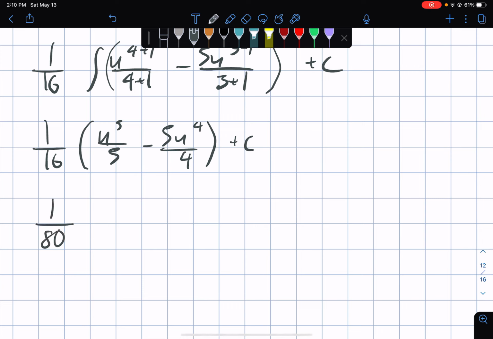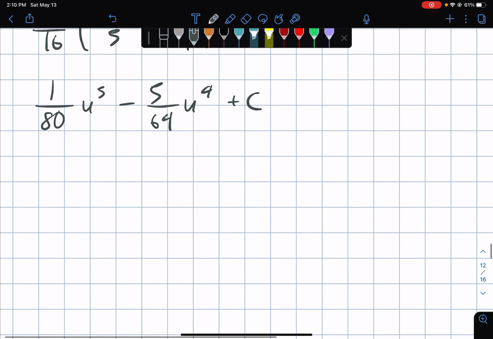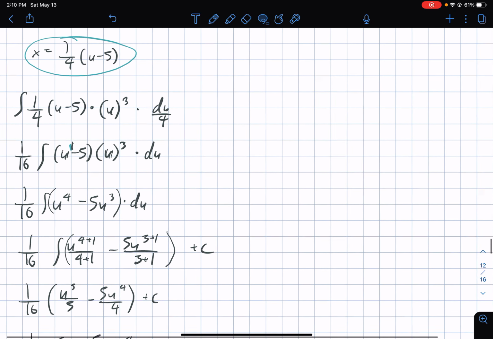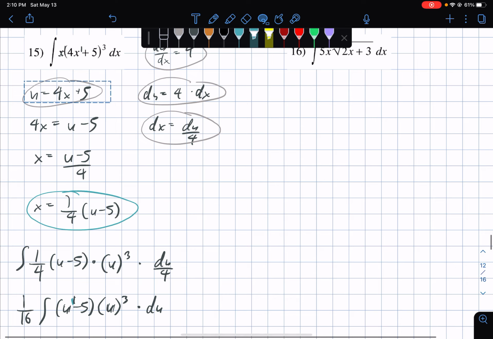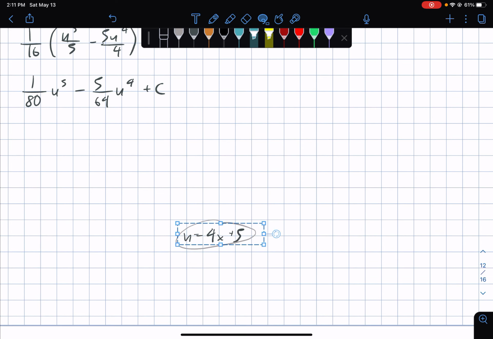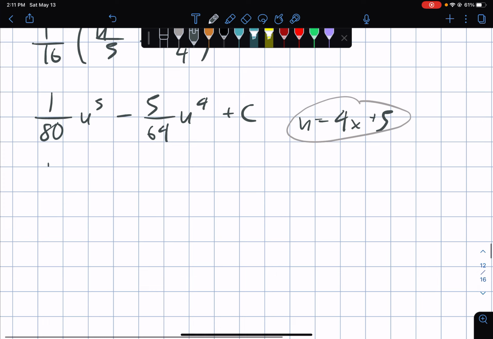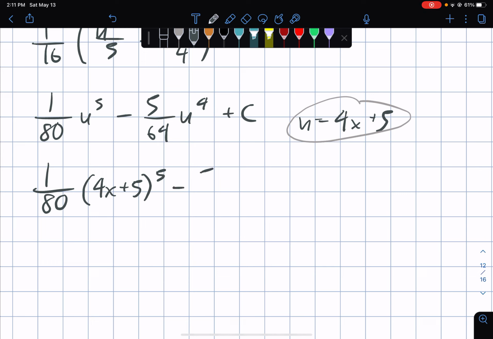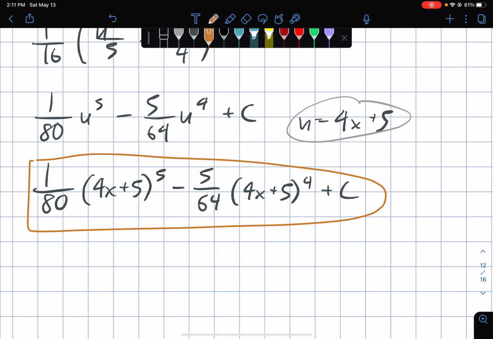Next is 16 times 5 is 80, and then u raised to 5, and then 5 over, what is 16 times 4? 16 times 4 is 64. So 5 over 64, u raised to 4, and then plus c. Okay, we're done with everything else. Let's sub u this time, at this point. So 1 over 80 times 4x plus 5 raised to 5 minus 5 over 64 times the quantity 4x plus 5 raised to 4, and then plus c. This is the final answer.